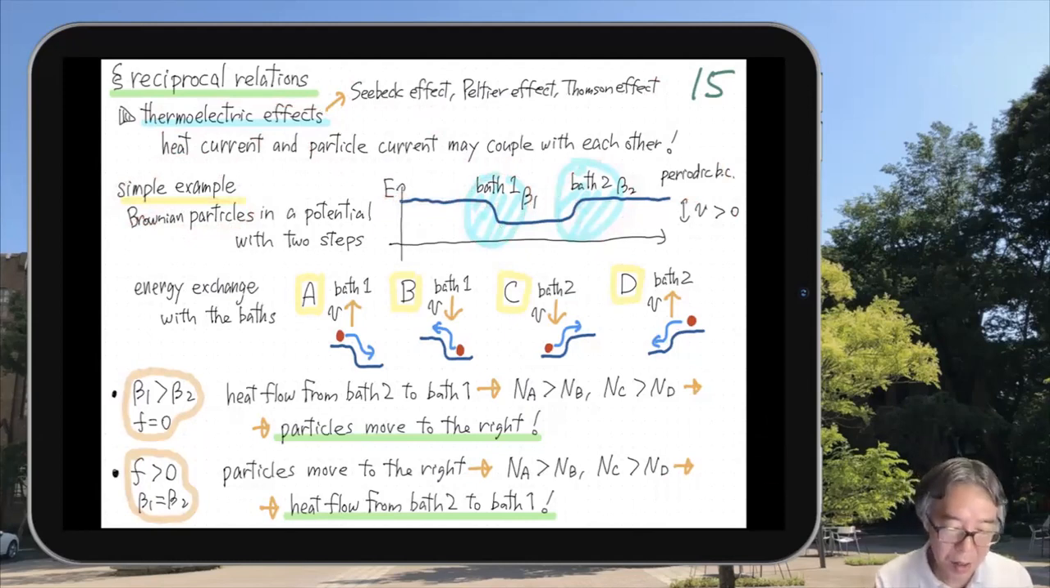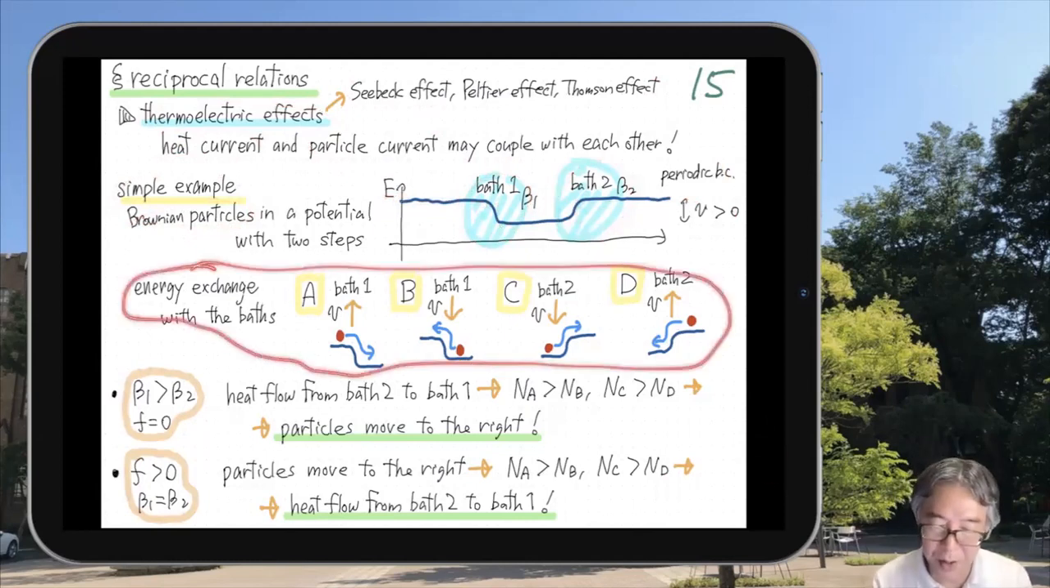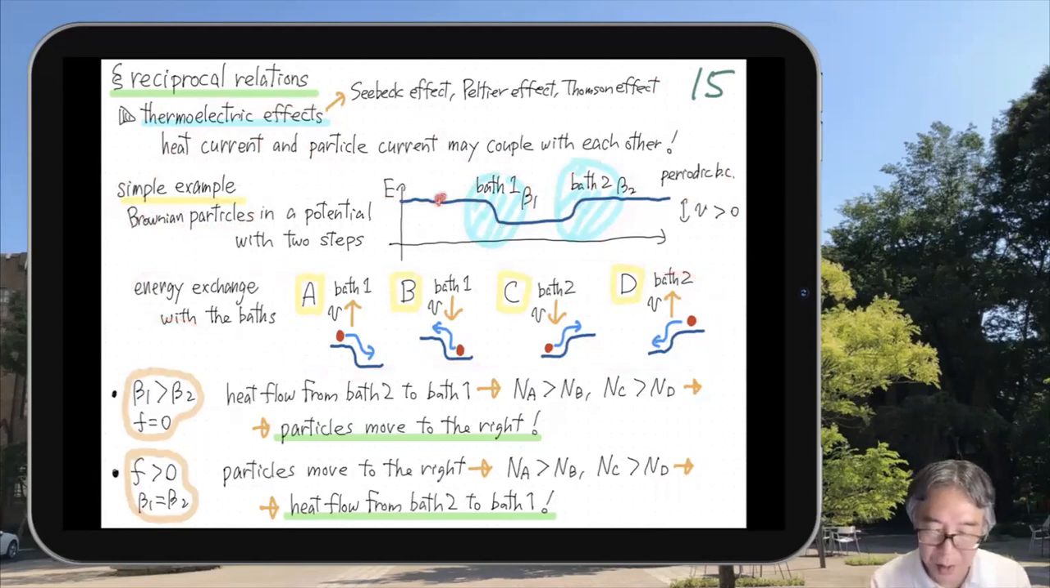And here is the basic energy exchange process between the heat bath and the system. Suppose that the particle is here, and it goes down this step. Then it gets extra energy V, but this Brownian particle doesn't accelerate, and it again slows down. So it should release this energy to the heat bath. So in this process, energy V goes from the system to the bath. And this is opposite. If it wants to go up, then it should get energy V from the heat bath. And this is basically the same. It gets energy here, and it releases energy.